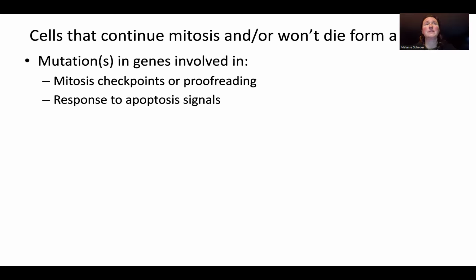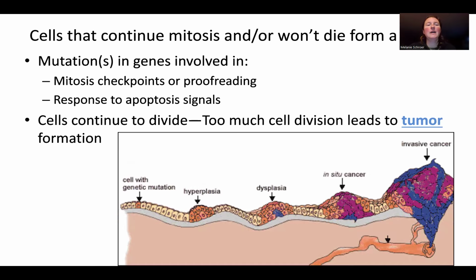Also, if cells aren't responsive to apoptosis signals, right? So if those cells that are programmed to die at a certain point just don't die, that's a problem too, right? So in either one of these cases, cells can continue to divide and they can actually pass on and accumulate more and more mutations.